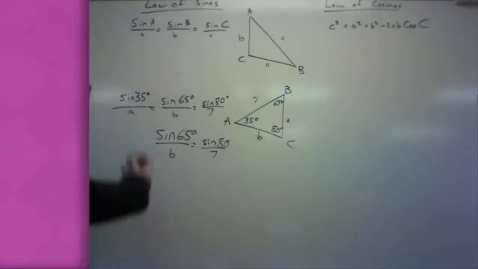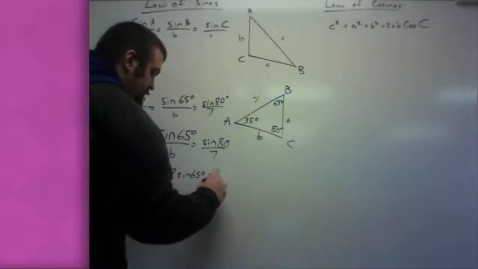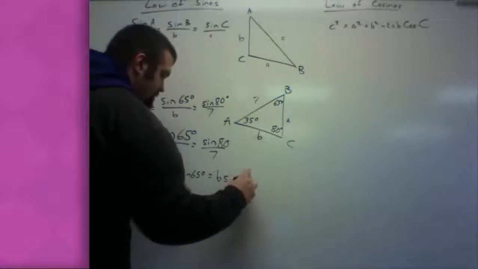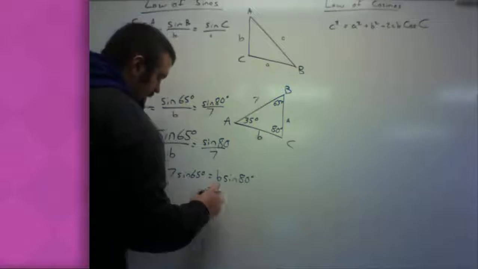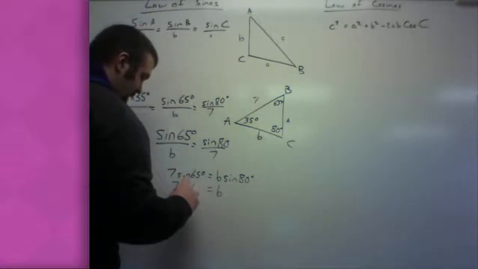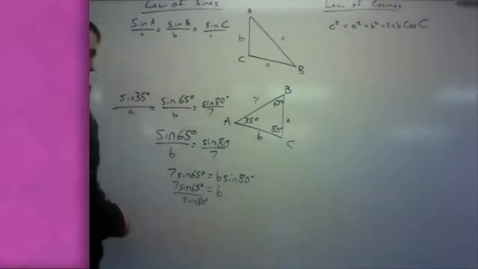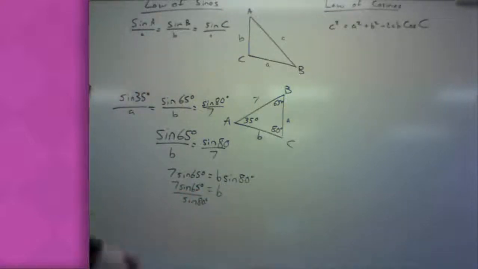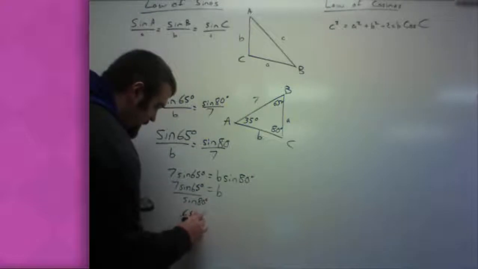Well, it's a proportion. Cross multiply. 7 sine of 65 degrees equals b sine of 80 degrees. Divide both sides by sine of 80 because I want to get rid of it. b equals 7 sine of 65 degrees over sine of 80 degrees. And at this point, it's a calculator problem. So, 7 sine of 65, close parenthesis, divided by sine of 80, close parenthesis, enter. I get 6.44 for b.